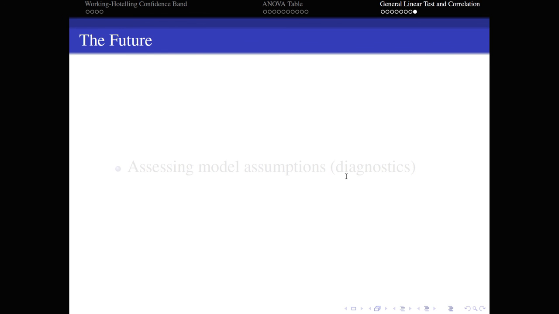All right, so this ends lecture 3. In the future, we will be looking at model assumptions and diagnostics, and then jumping into how do we actually fix models when assumptions break. So the next lecture is going to be completely talking about what are the assumptions made in simple linear regression, and how do we assess those assumptions.